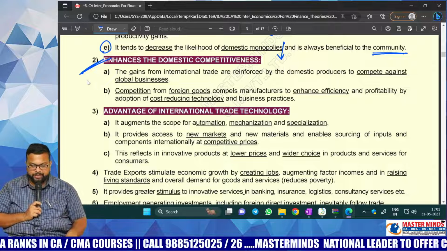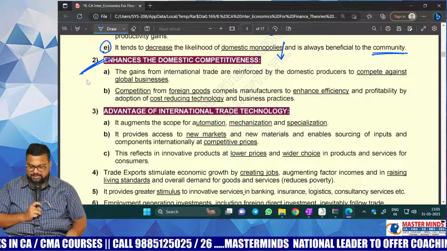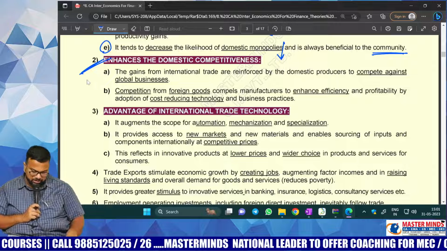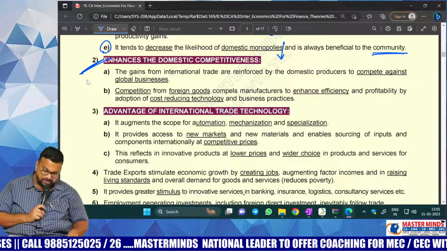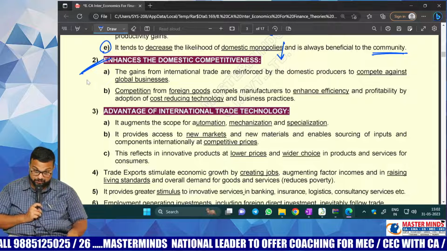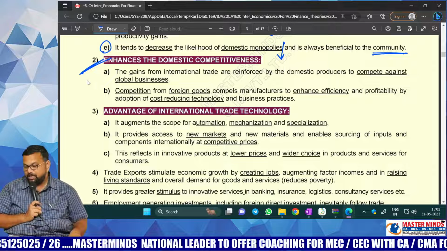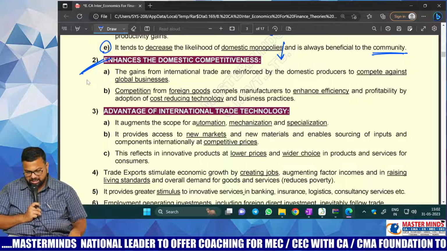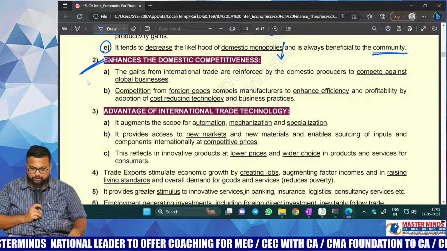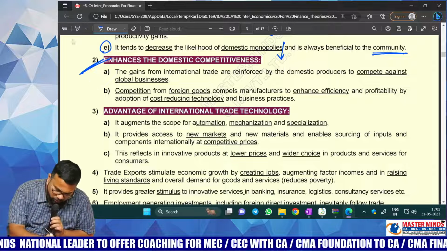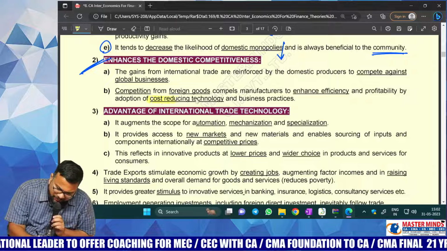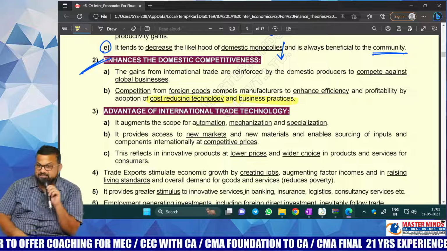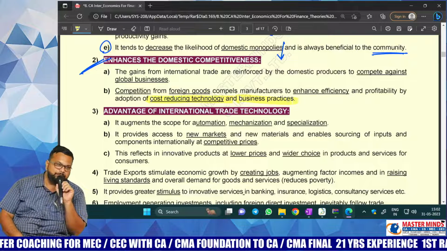Okay, competition from foreign goods compels manufacturers to enhance efficiency. When there is competition, producers will be forced to work efficiently or inefficiently? Efficiently. And when there is efficiency, cost of production decreases, profitability increases. And by adoption of cost reducing technology, you can only compete in the market when you are using advanced technology and adopting good business practices. Without this, you can't compete.